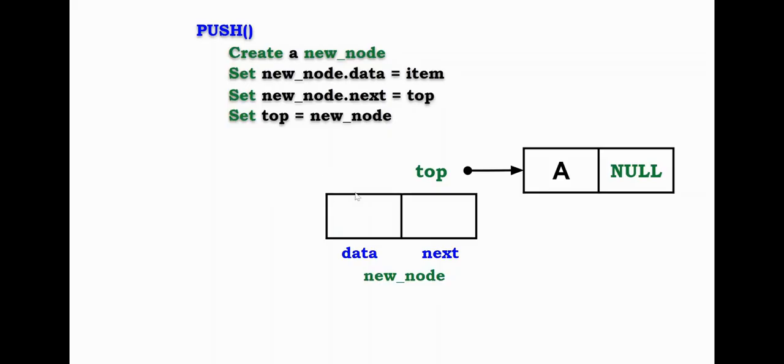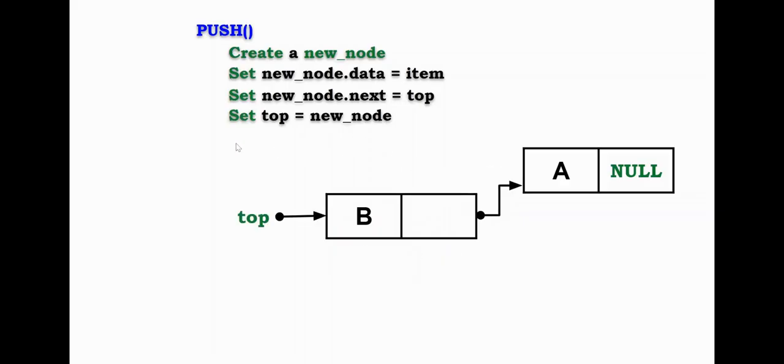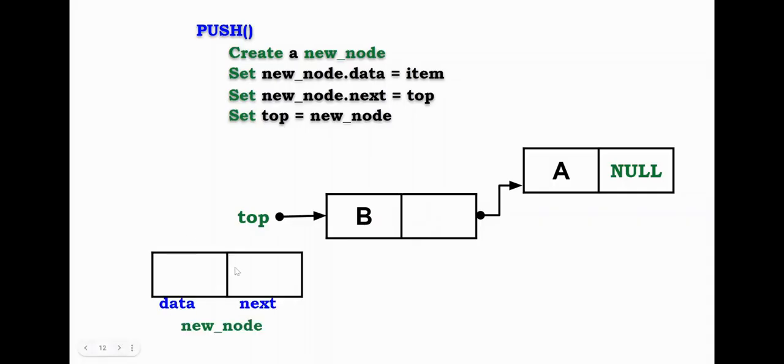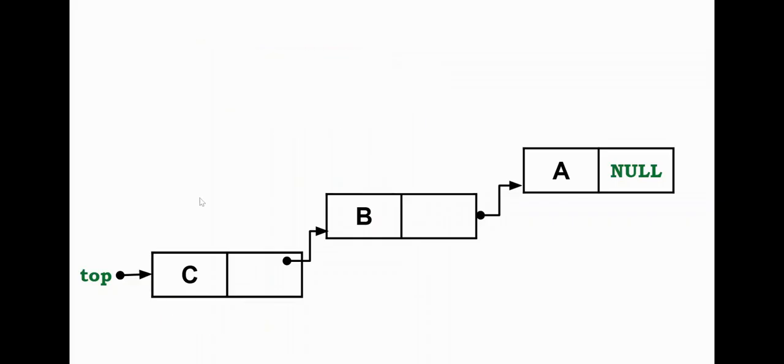One more push operation. First step, we have to create the new node. Second step, we have to insert the item. Third step, the new node's next field has to point to the value pointed by the top pointer. The last step, we have to update the top pointer value to the new node. To summarize: first create the new node, then add the item, then the next field points to the top pointer value, then our top pointer points to the new node. So these are the steps we have to follow in the push operation.